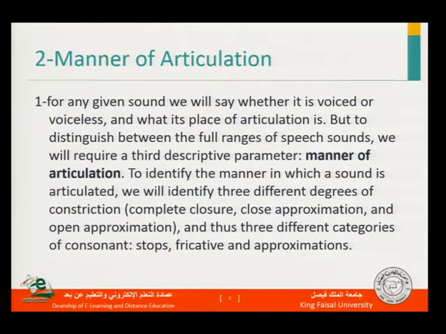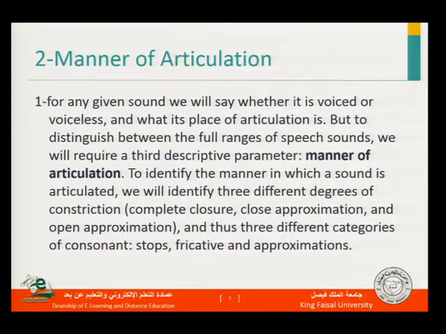I just want to read item number 1 quickly in general, because we might have some important words, but in general you have to follow what I have just said about it. For any given sound, we will say whether it is voiced or voiceless. This is the first parameter. And what its place of articulation is, whether it's, for example, alveolar, bilabial, velar, and so on and so forth. But to distinguish between the 4 ranges of speech sounds, we will require a 3rd descriptive parameter, which is manner of articulation.